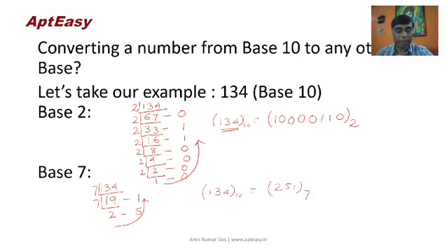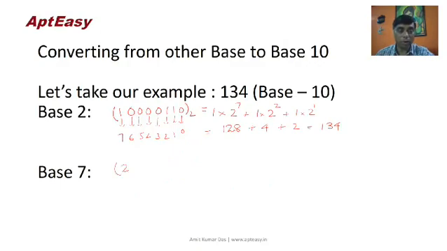Here base 7, the number was 251, right? So we had 251 to the base 7. This can be converted back to 134 as decimal. Now how will we convert this from base 7 to base 10? Here also you see this has power 0, this has power 1, this has power 2. So we can write it as 2 into 7 to the power 2 plus 5 into 7 to the power 1 plus 1 into 7 to the power 0.